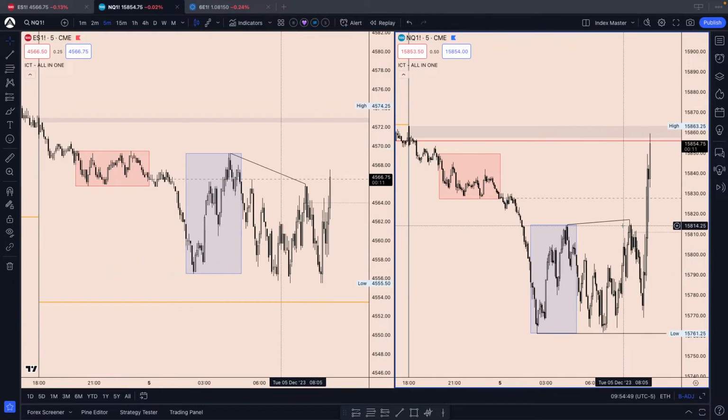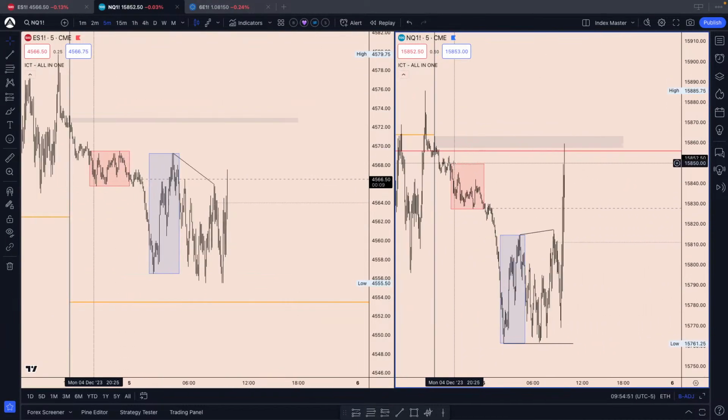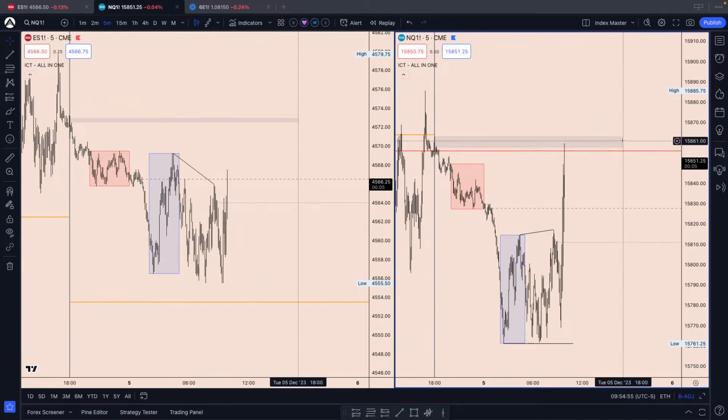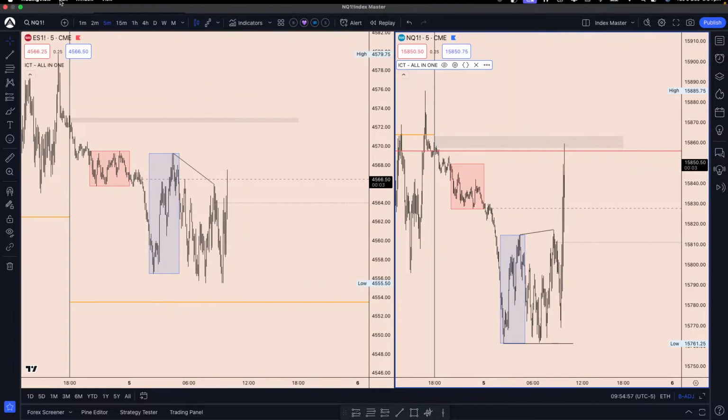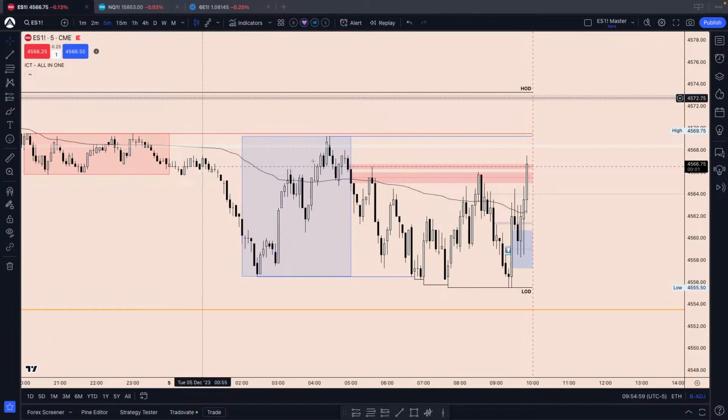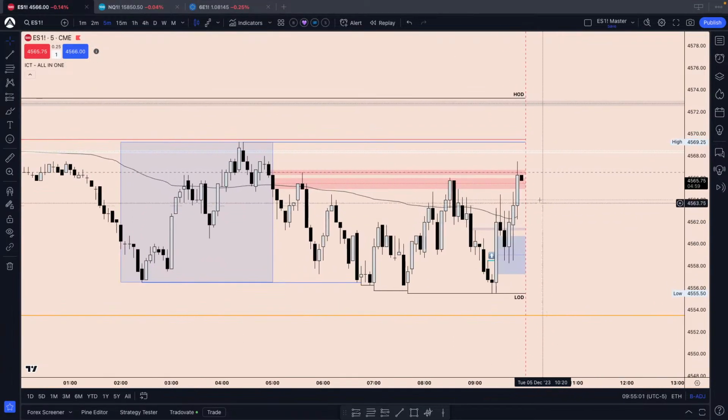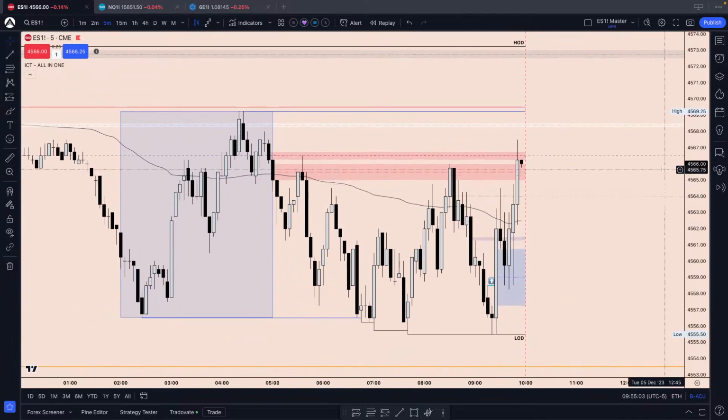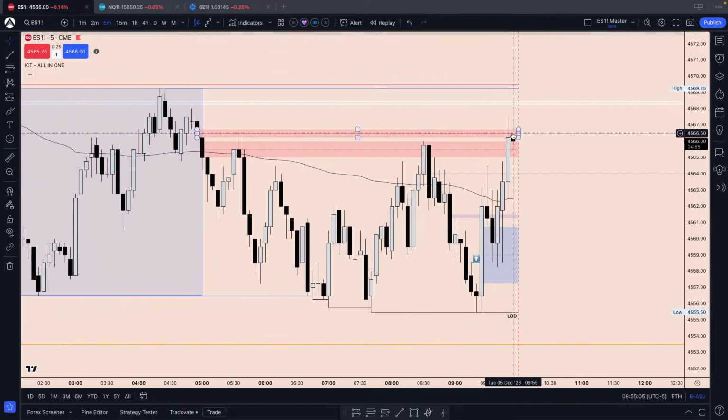Let's take a look at NQ. NQ took out the Asia session high, almost at the high of the day, inside this gray box, the new day opening gap. The 5-minute couldn't close above the midnight level yet on ES. Last 5 minutes before news.